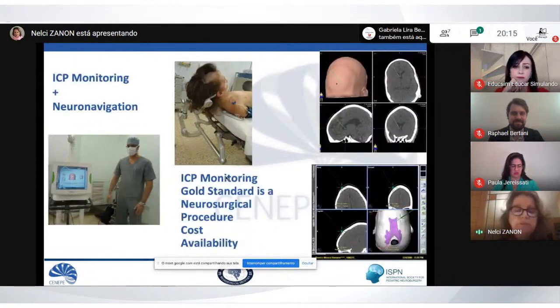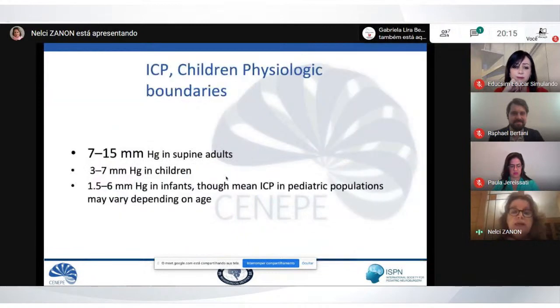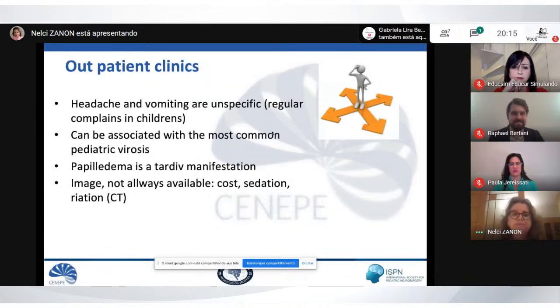And from time to time in the operating room, we also need neuronavigation, which is even more difficult to afford when we need it. Another limitation in ICP monitoring for children is that we don't have a clear number of ICP for each age. We have some basis, but it's not a perfect guideline to be sure that our child's number is really normal or abnormal.